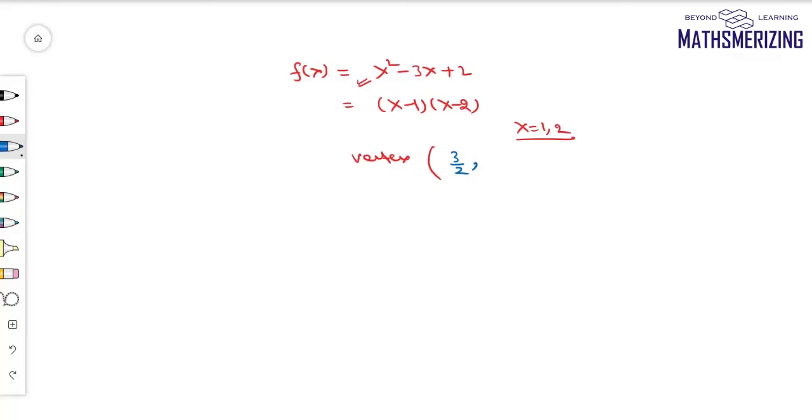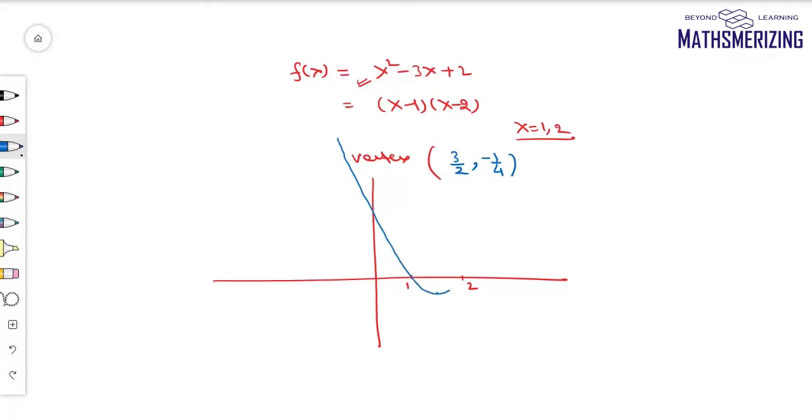So the vertex will be given by -b/2a and -D/4a. If I have to draw this graph, the roots are 1 and 2. The vertex is at 3/2 and -1/4. And if I also write the value at 0, what is the value at 0? Value at 0 is 2. So this is the graph of x² - 3x + 2.